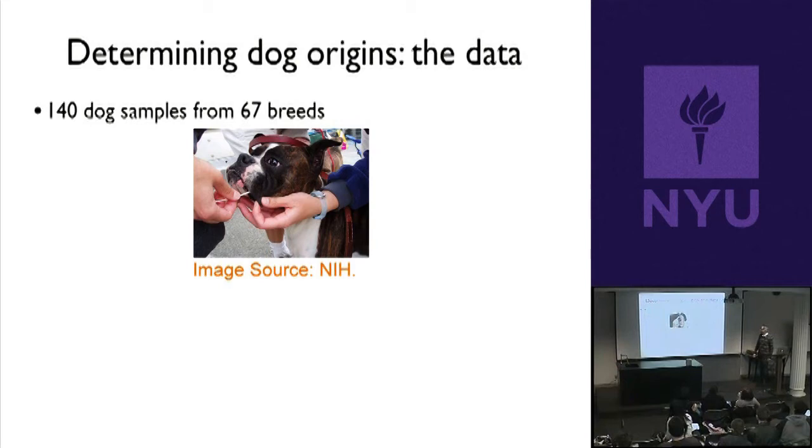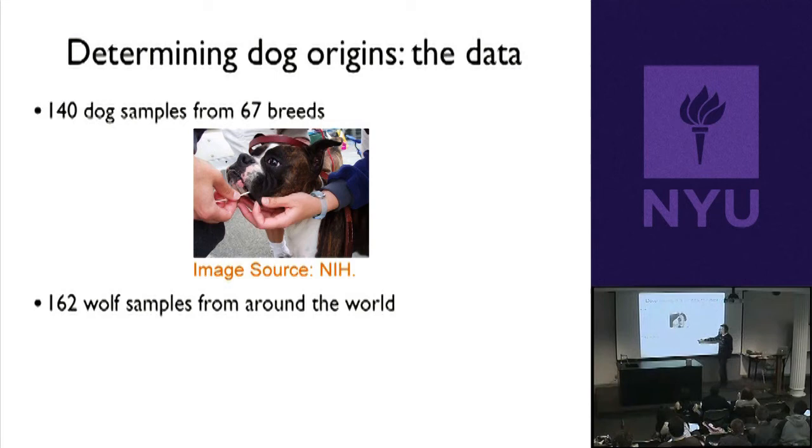You know how that works now, right? What this first study did was they got 140 samples from 67 different dog breeds. Since wolves were the best guess, they also got 162 samples from wolves that came from all around the world.